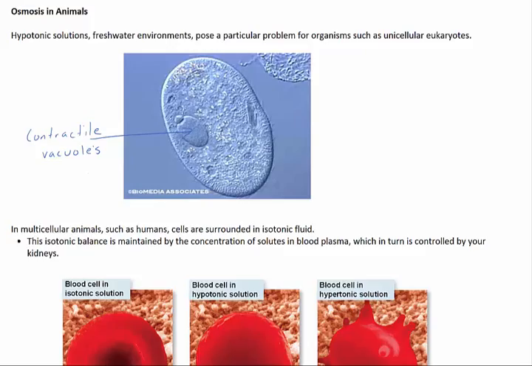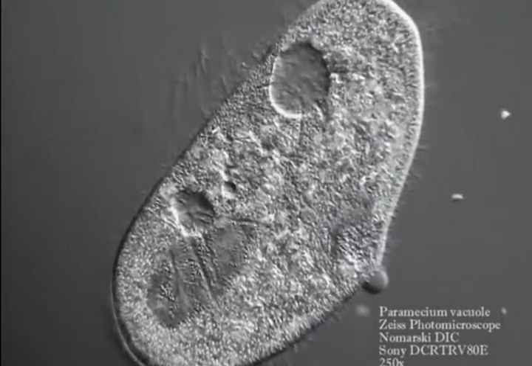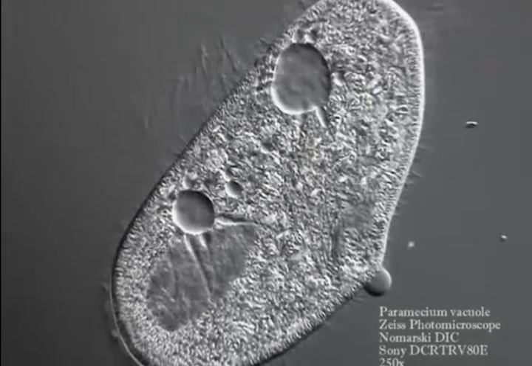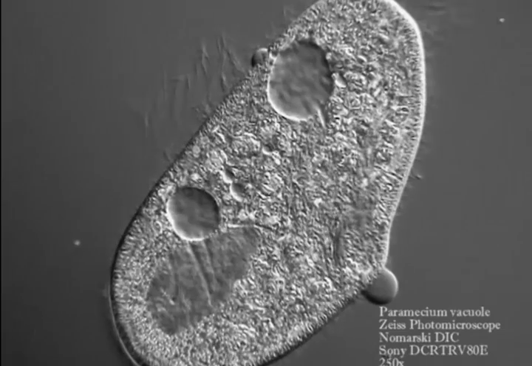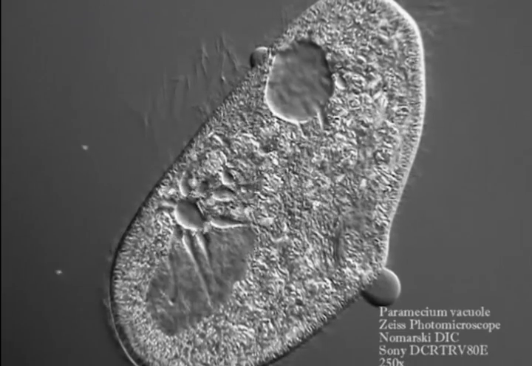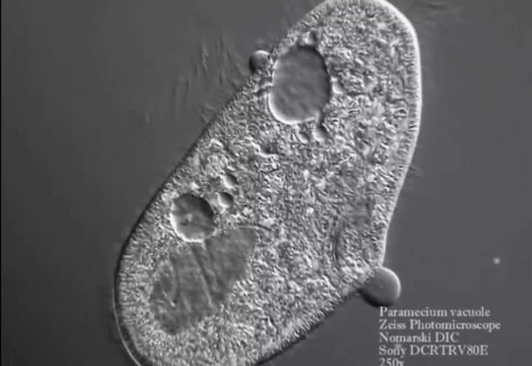So here's some video footage of this occurring, and you can see the contractile vacuole on the lower left-hand side of the amoeba swelling as the water moves into the amoeba and then contracting to expel the water.